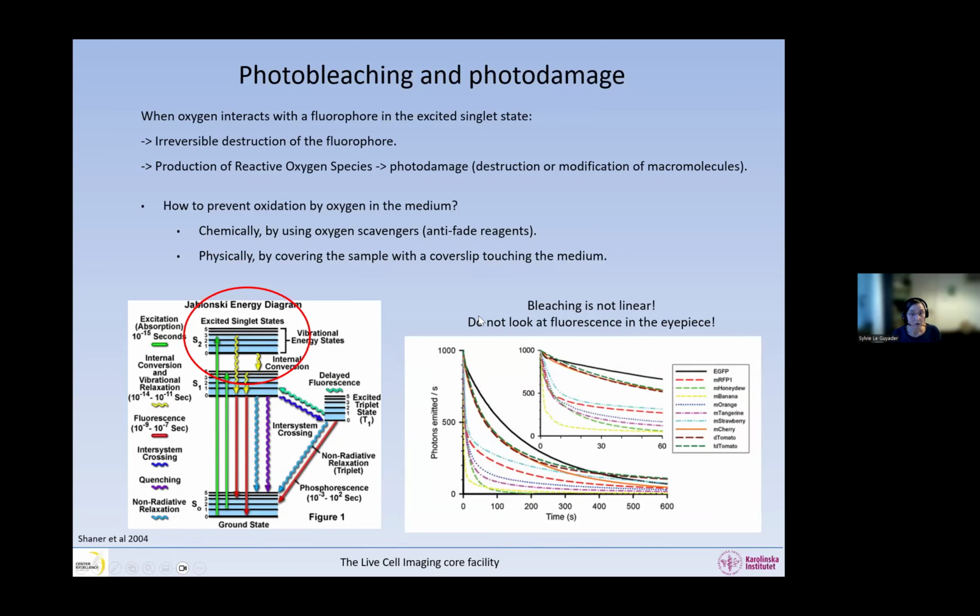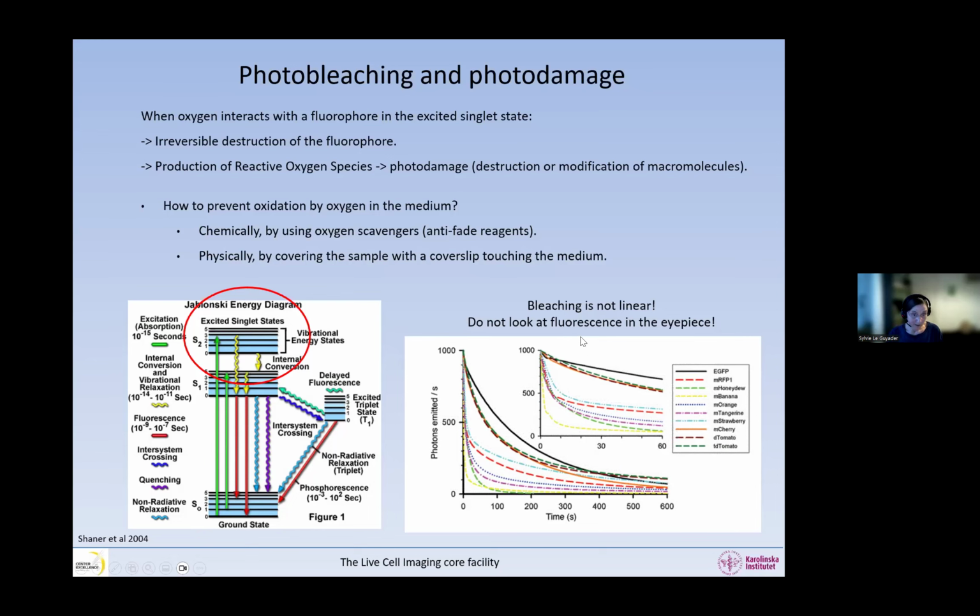And it's important to see that bleaching is not linear. So basically, when you start bleaching a sample, it will bleach very fast to start with, and then it will slow down. And what that means is that you should not look at your fluorophores in the eyepiece. So we will teach you here a way to find your sample without looking at fluorescence in the eyepiece.